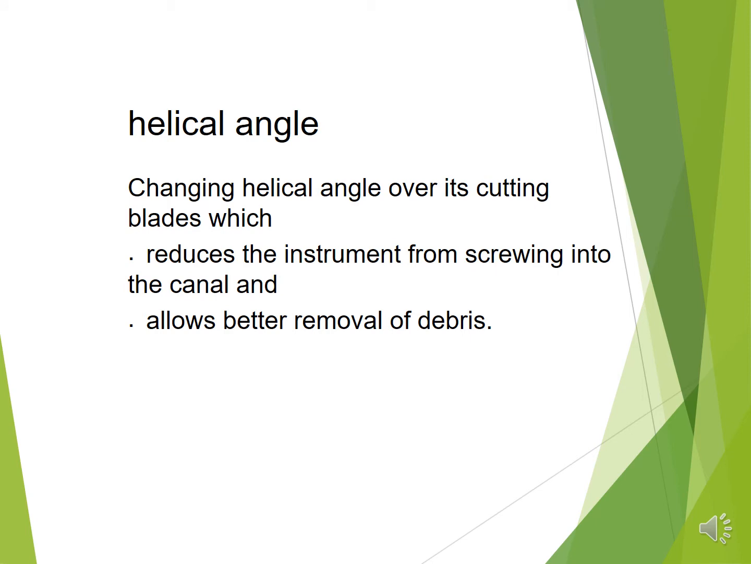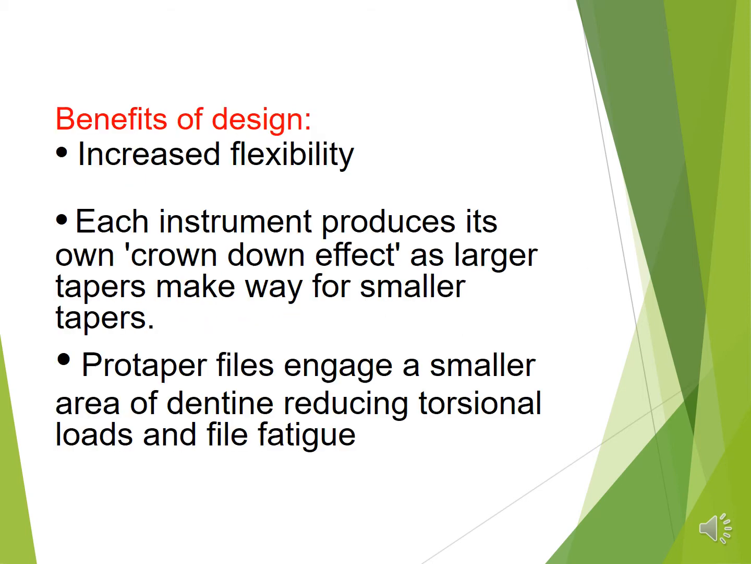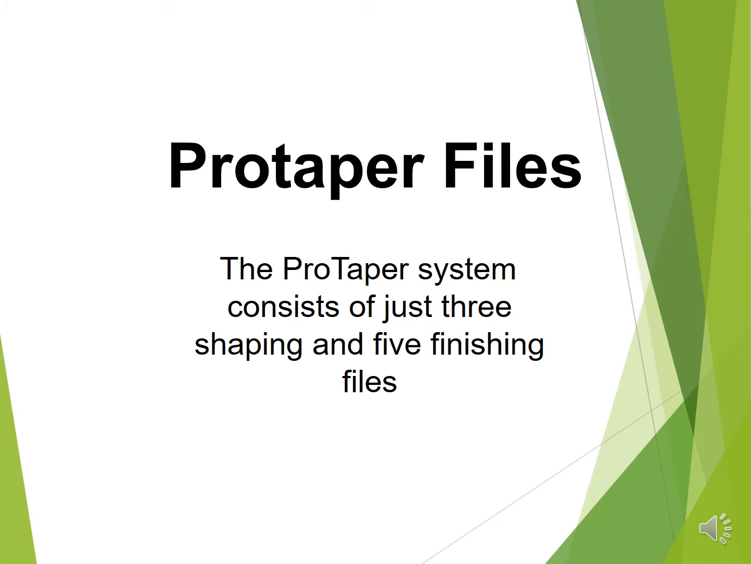The changing helical angle over its cutting blades prevents the instrument from screwing into the canal and allows for better removal of debris. The benefits of Protaper design are increased flexibility. Each instrument produces its own crown down effect as larger tapers make way for the smaller tapers. The Protaper files engage a smaller area of the dentine, reducing the torsional loads and file fatigue, which may lead to instrument fracture. The Protaper file system consists of just 3 shaping and 5 finishing files.